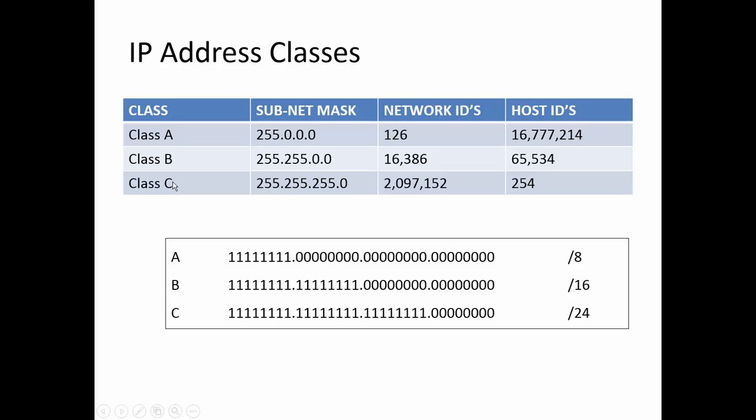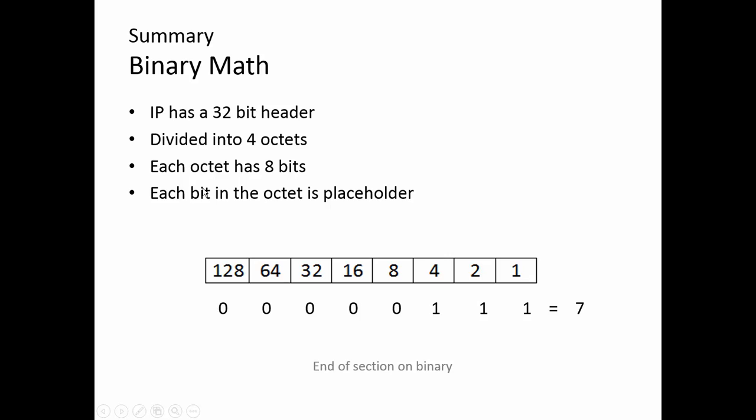Now, conversely, a Class A network allows us to use 3 octets for host ID. So a Class A network has a theoretical maximum of 16 million host IDs because we have 3 octets to use to assign IP addresses. This is a Class A, a Class B, and a Class C network.